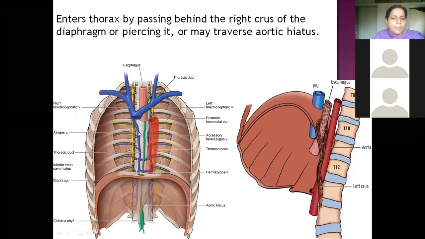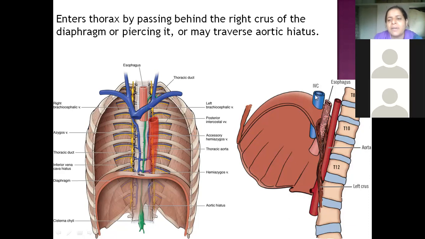So see here, I told you the partition is the diaphragm, right? In this picture you can see this azygous system of veins piercing the diaphragm and entering into the thorax. We have done the diaphragm as an essay question, isn't it? The diaphragm has 3 major openings. What are the 3 major openings of the diaphragm? I-O-A, 8, 10, 12. I told you the 3 big openings.